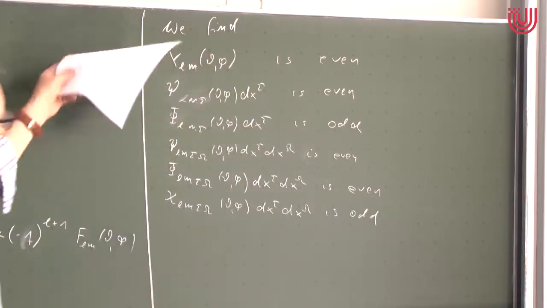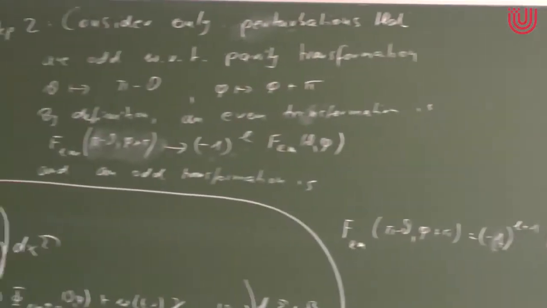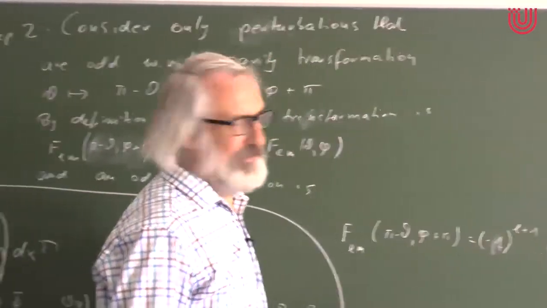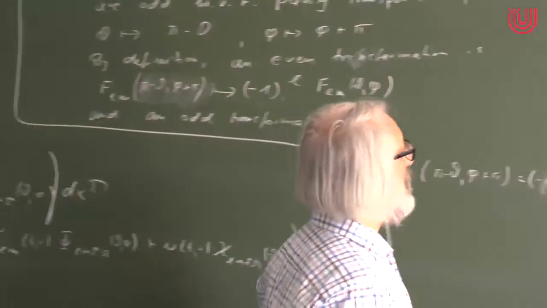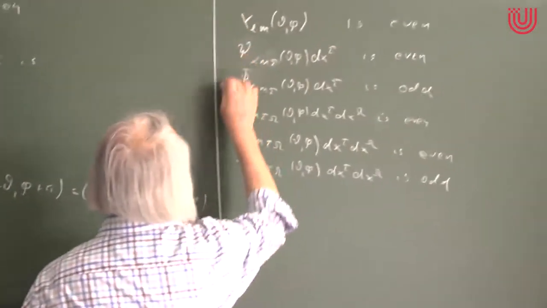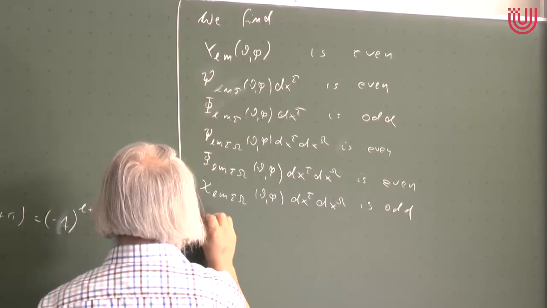You see, if you count this, you see that there are many more basis vectors which are even than those which are odd. And that's the reason why it's much easier to treat the odd perturbations. That's the reason why we restrict to the odd ones. Okay, as I said, I will not prove this for all of them. I've typed it out here carefully, and I hope it's correct.